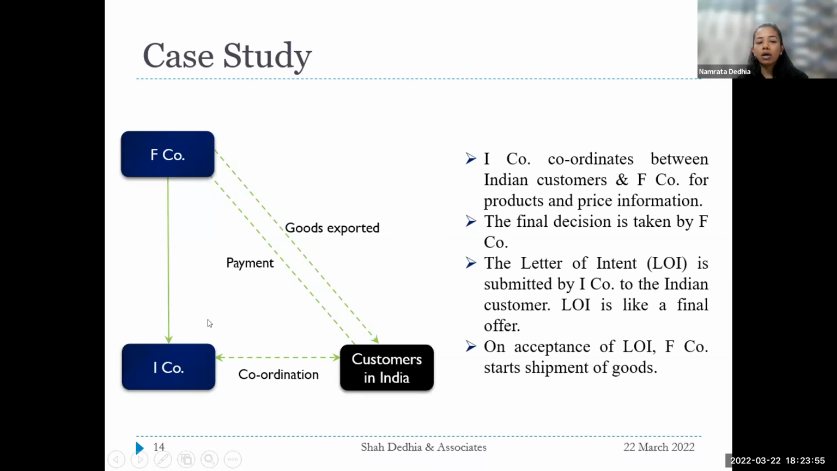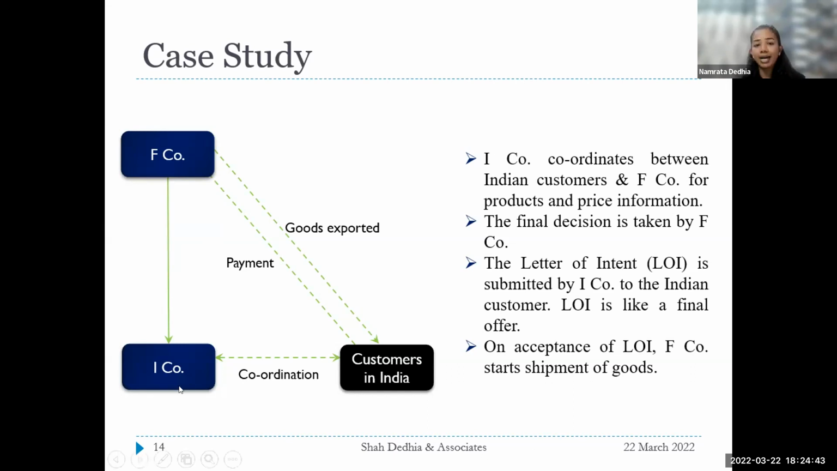To my mind, if you can demarcate and create also documentation stating that the Indian company has no role in this transaction except pure coordination, provision of information and price details to the customers in India, then the Indian company would not be considered as a business connection for the foreign company in India. There is, of course, the aspect of the letter of intent, which is the final offer being given by the Indian company to the customers in India. But again, going back to 9(1)(i), if you look at the agency business connection concept, it talks of three aspects of agency business. First and foremost, it says that the agent has to be a dependent agent. We assume here that the agent is a dependent agent.